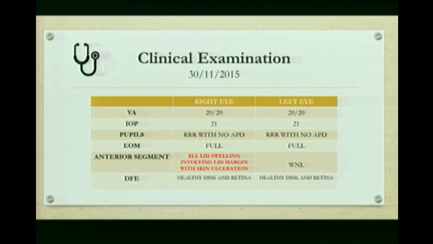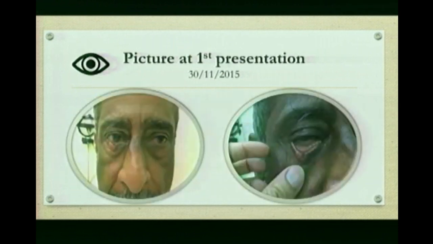He had only right lower lid swelling involving the lid margin with skin ulceration. Other than that, his examination was unremarkable. This is his picture. As you can see here, this is the right eye of the patient. You can see a mass that is growing on the lower lid, on the central portion, involving the lid margin, causing a mechanical ectropion for the patient. And here, in a slightly more zoomed in picture, you can see a minimal ulceration on top of this lesion.